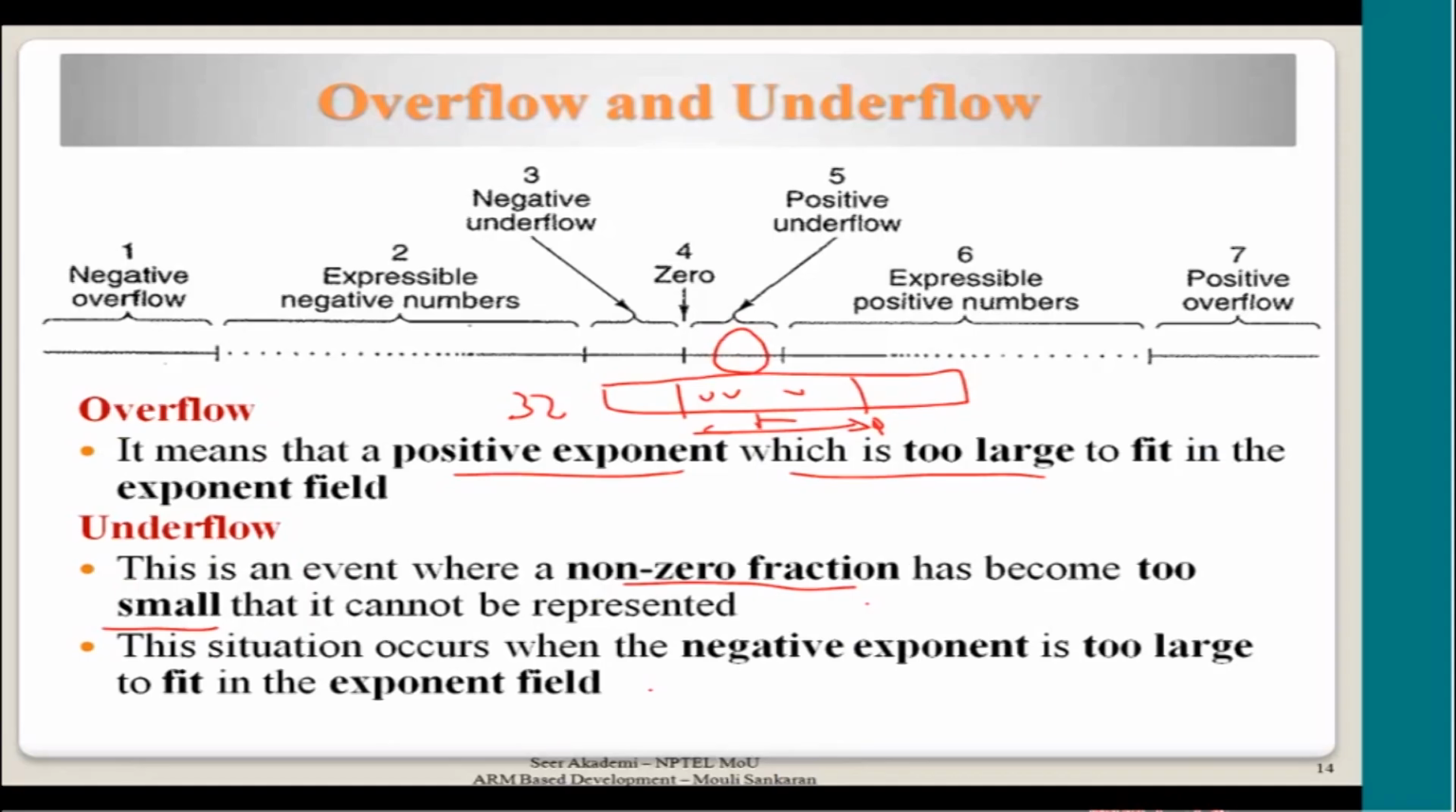So this situation occurs when the negative exponent is too large to fit in the exponent field. And similarly I can't represent the fractional portion also, because the negative exponent gives you a smaller number along with the 1 point something, it is 1 plus something. So effectively this negative number is going to take me to a lower value which is closer to 0. So that also has reached a limit. So underflow and overflow are happening because of the limits in the representation.